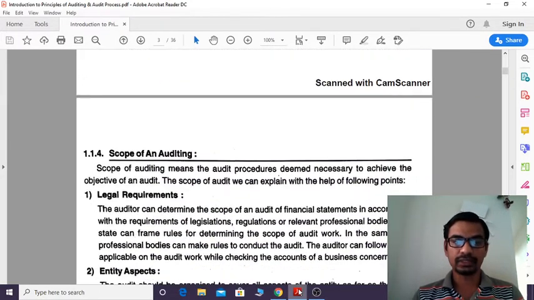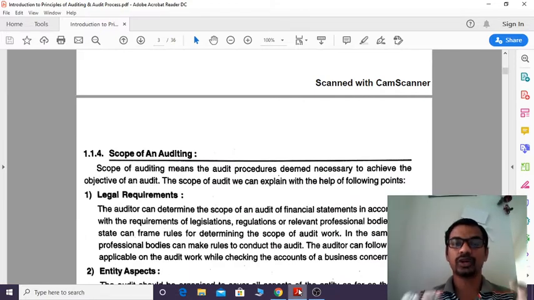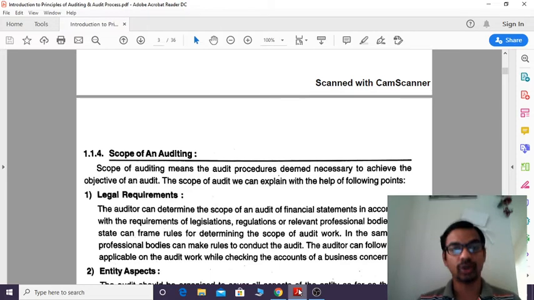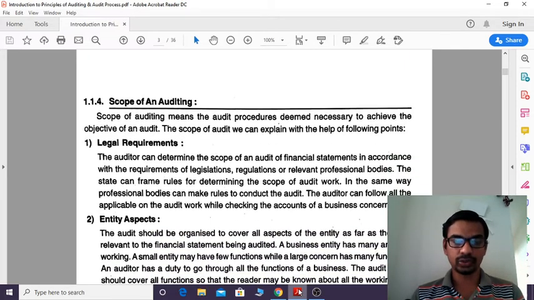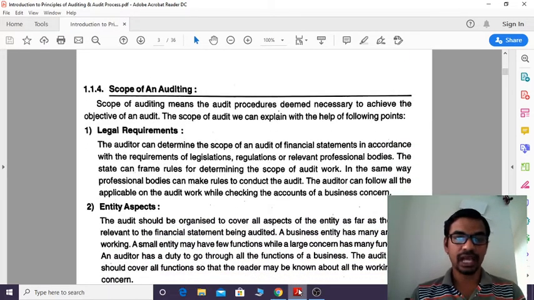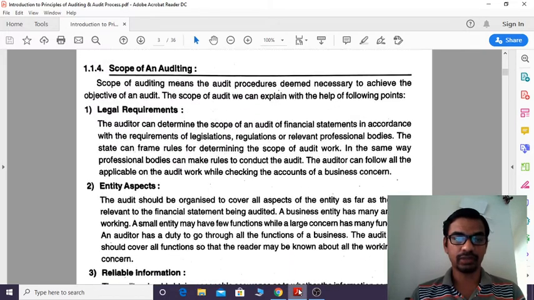So from this we can prepare a summary definition. Auditing is the examination of books of accounts, including the final accounts, which shows the exact position of the business organization, as well as finding out the errors and frauds in the financial statements and documents. That examination, that scrutiny, is called audit. Understood? In this way, that is the meaning as well as the definition of auditing.